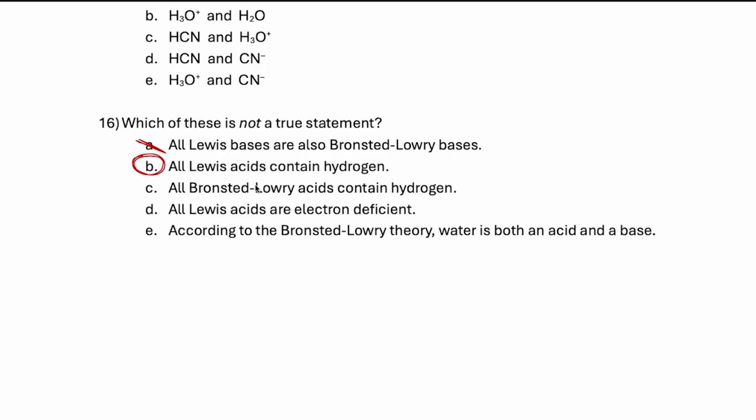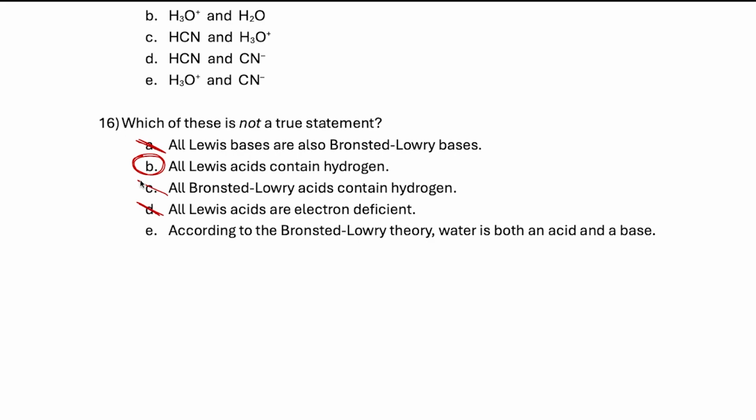But let's read through the rest and understand why they are true. All Bronsted-Lowry acids contain hydrogen. Well, yeah, that has to be, right? A Bronsted-Lowry acid has to be willing to donate a hydrogen. And if it doesn't have a hydrogen, what hydrogen can it donate? Answer choice D is saying all Lewis acids are electron deficient. Lewis acids can accept an electron pair, meaning that they're missing electrons, or deficient in electrons. And so we can answer with answer choice D.